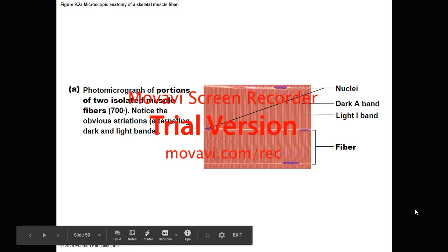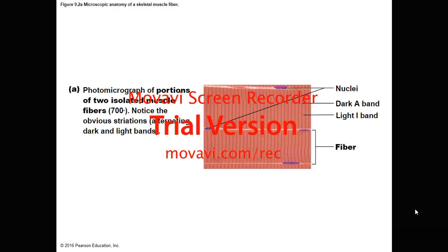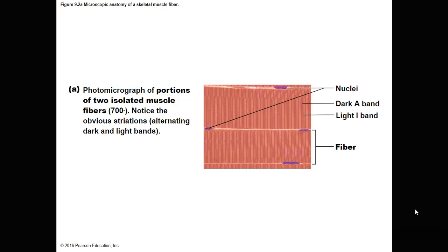This is just a photograph of two isolated muscle fibers. Again, you can see the striations, the dark and light bands, clearly, and you can see the nuclei.